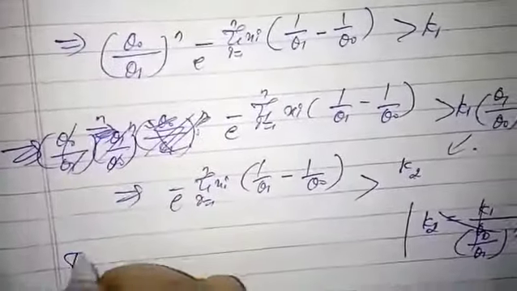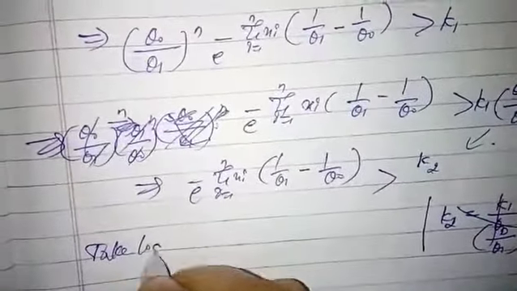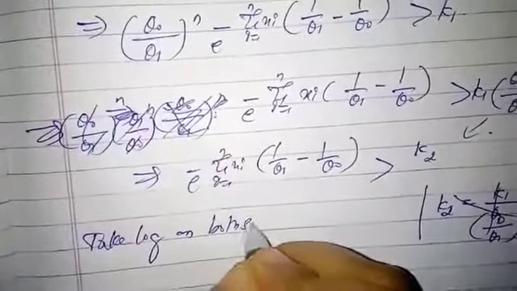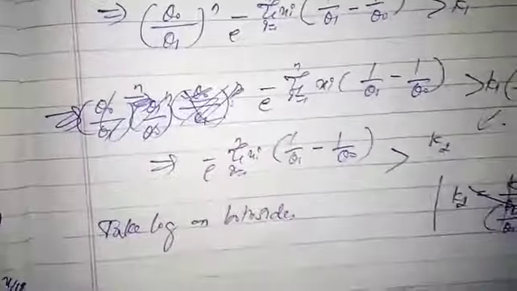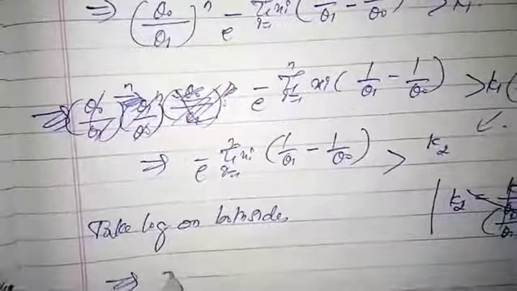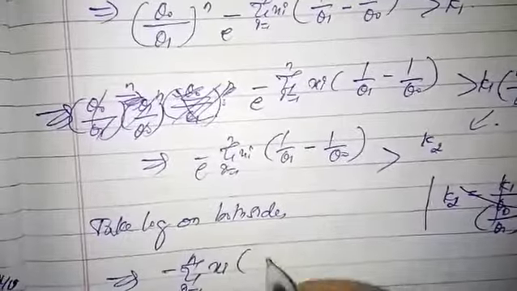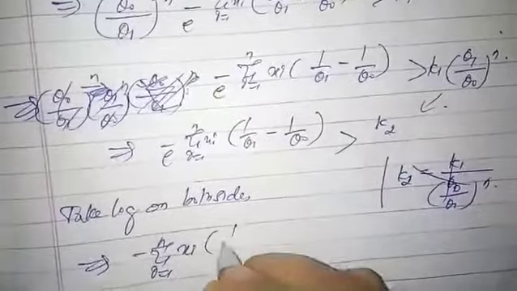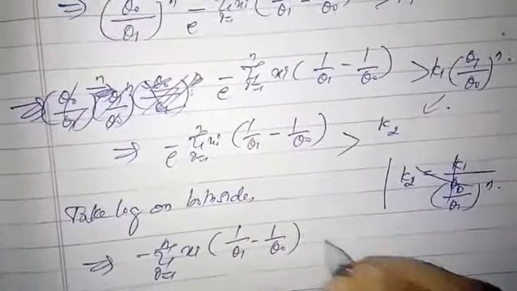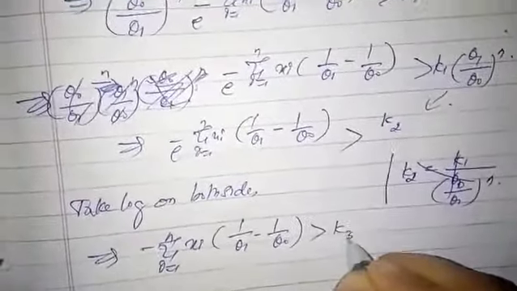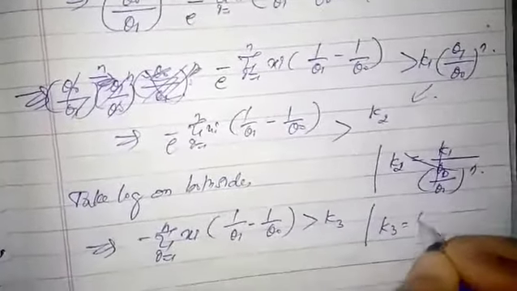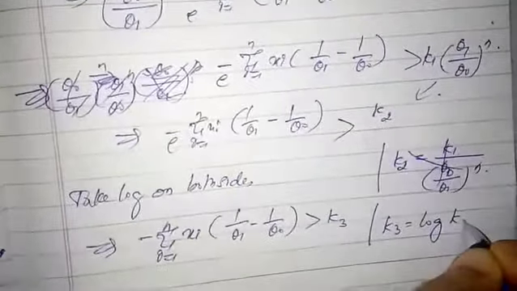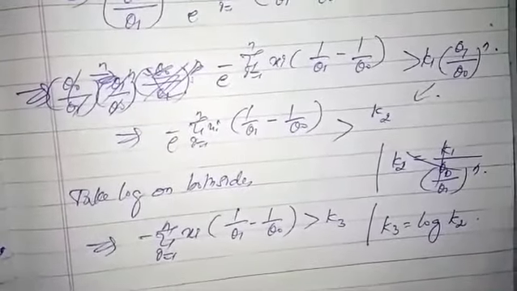Then we will take log on both sides, which implies minus summation xi, i from 1 to n, into (1/θ1 minus 1/θ0), which is greater than k3. What is k3 then? k3 equals log k2.